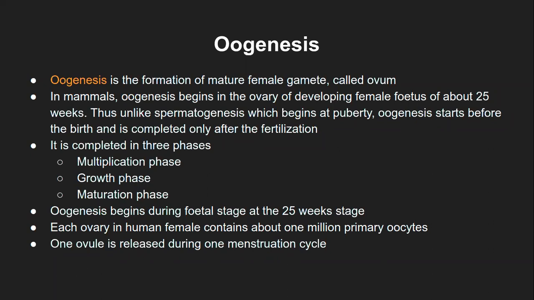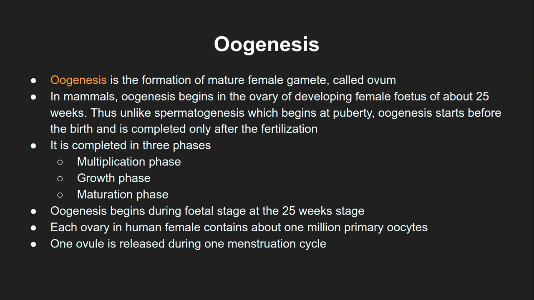Oogenesis begins, like I mentioned here itself, at the 25-week stage. These are certain facts: each ovary in a human female contains about 1 million primary oocytes. Like in the case of male, where one ejaculated seminal fluid has 200 to 300 million sperms, in the case of female, at a particular time the ovary will have 1 million primary oocytes.